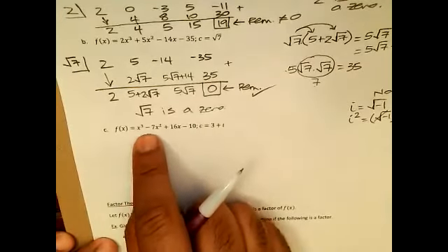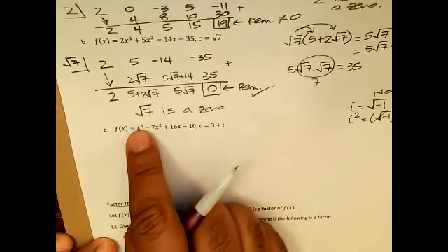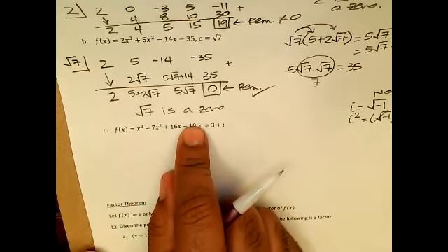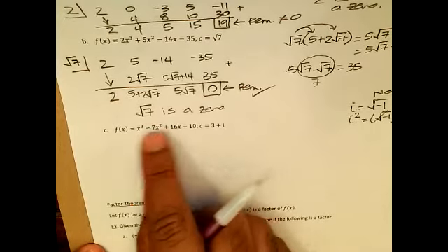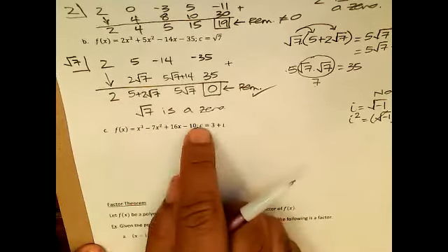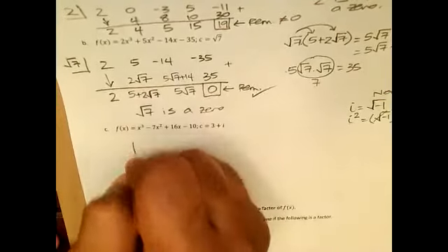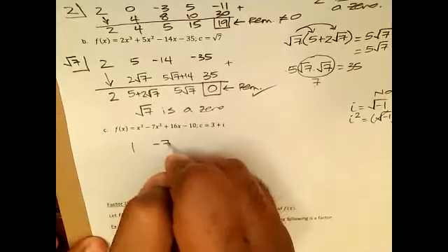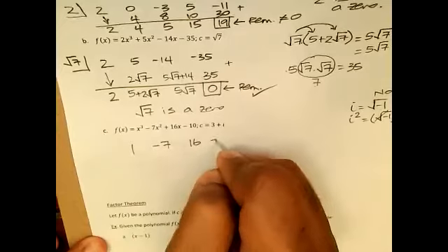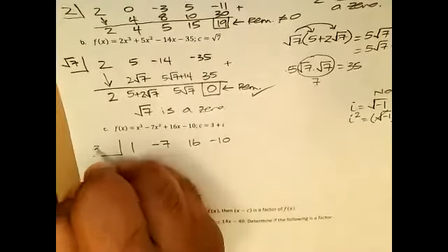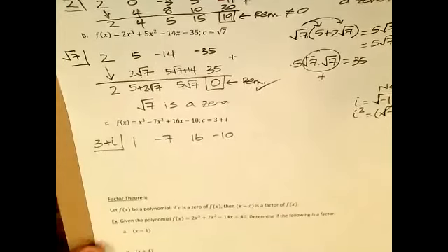All right, so let's go back to my example here. This is my function x cubed minus 7x squared plus 16x minus 10. This polynomial here is written in the correct order. There are no terms missing. So I'm going to go ahead and set up my synthetic division. And then my divisor in front is going to be 3 plus i.